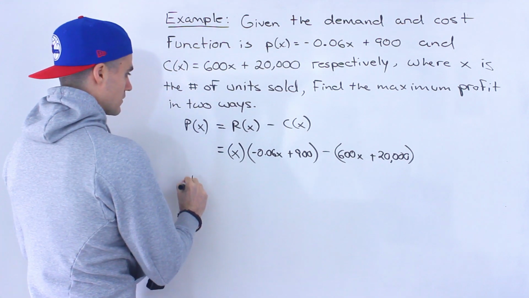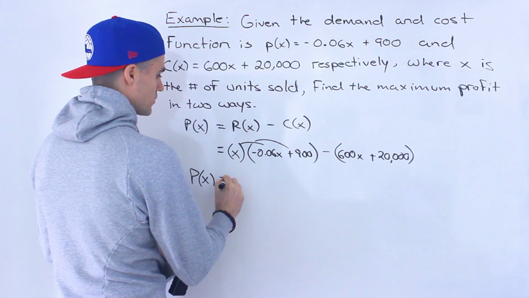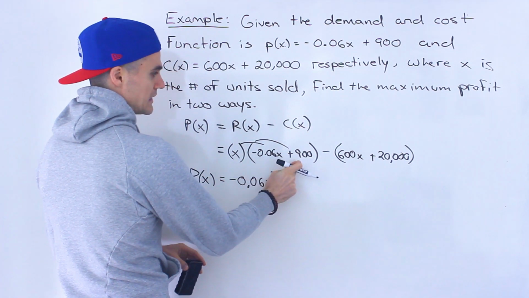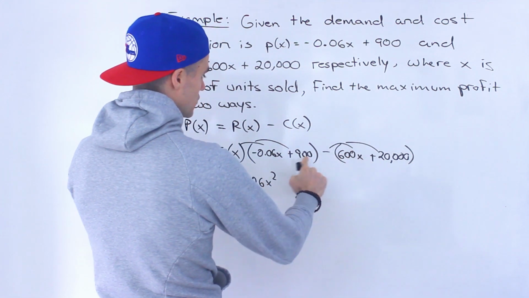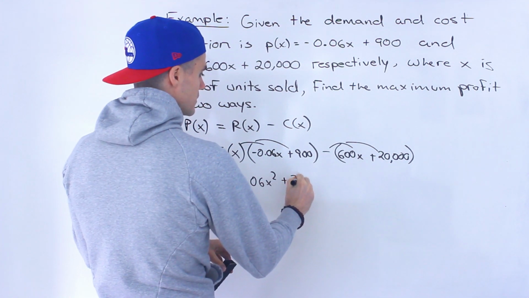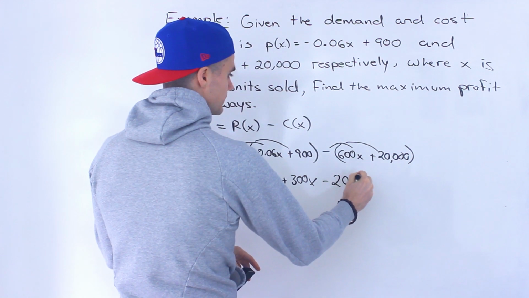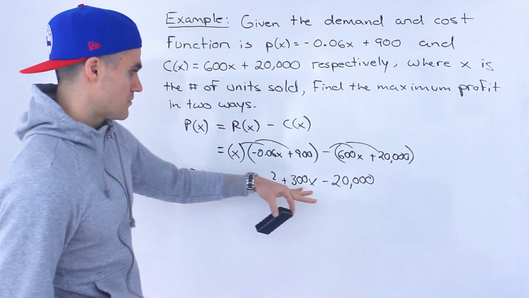And now from here, we get a profit function. So when we distribute here, we would end up with negative 0.06x squared. This would be 900x. When you distribute the negative inside the bracket, you'll have minus 600x. So you have 900x minus 600x. Those are like terms, so you'd have 300x. And then you'll have the minus 20,000. And so this is the profit function.